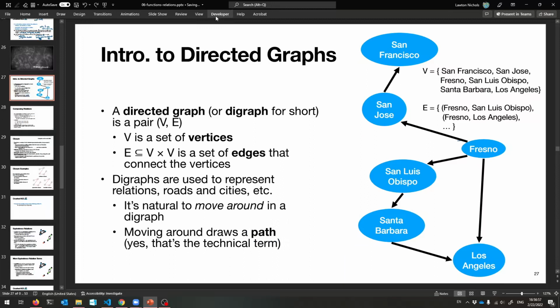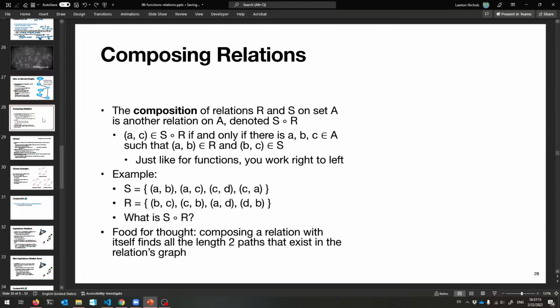So there's a path from Fresno to Santa Barbara. There are two paths from Fresno to LA. One's like that, and one's much shorter. A single edge counts, technically, as a path as well. Okay, so that is directed graphs in a nutshell. And that is going to be useful in just a bit.